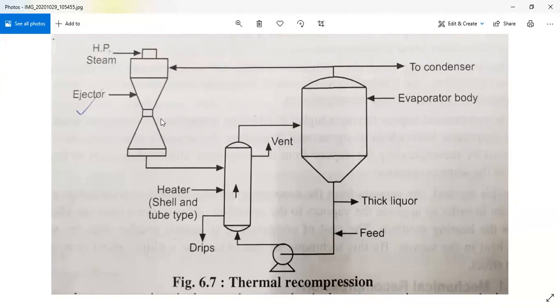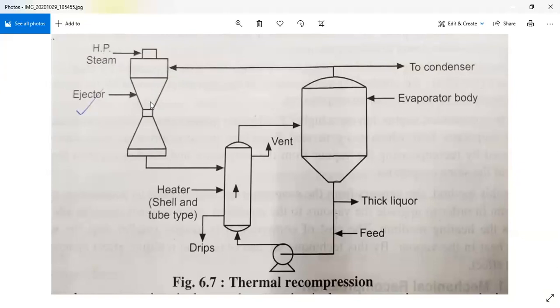ejector. Now in this ejector, we know there is a divergent angle and a convergent angle and a throat. The design of this steam ejector is such that high pressure steam is going to pass through this assembly, and we can increase the pressure as well as the temperature. Now in this case, we are going to use high pressure steam, which means the temperature of these vapors can be increased, and simultaneously the pressure is also going to increase.